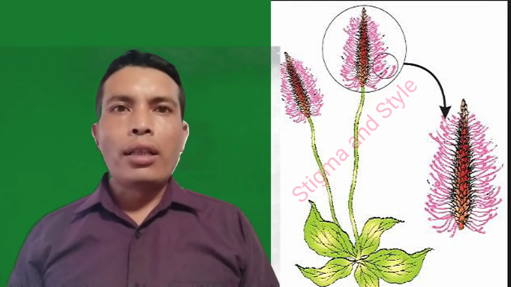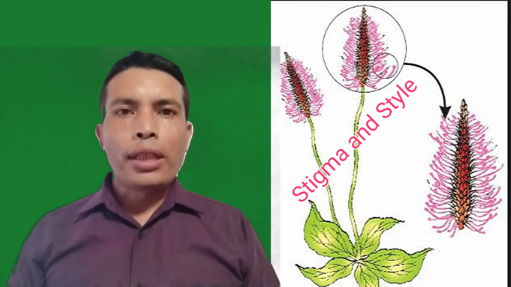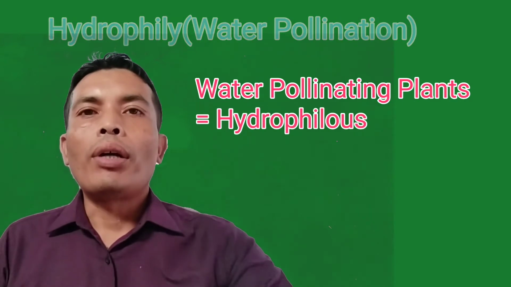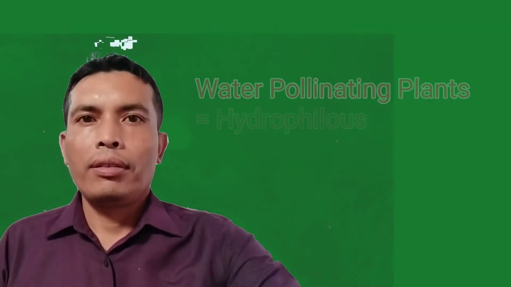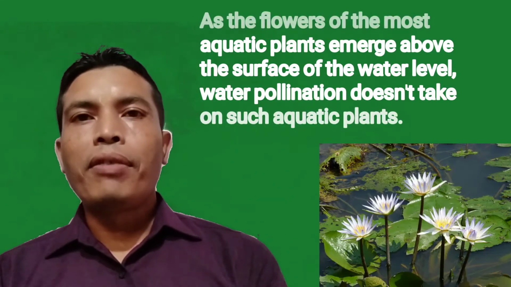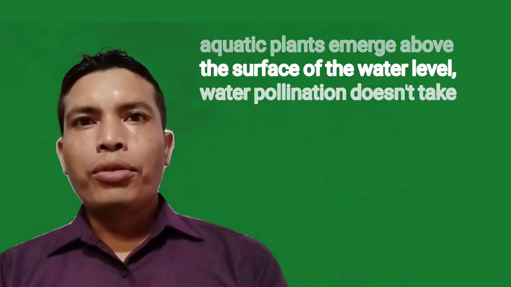The tassels you see here are nothing but stigma and style, which wave in the wind to trap the pollen grains. Now, water pollination. Water pollination is known as hydrophily. Flowers pollinated by water are called hydrophilous. In a majority of aquatic plants such as water hyacinth and water lily, the flowers emerge above the level of water. So water pollination does not take place in such aquatic plants. In this way, most of the aquatic plants do not have water pollination. Instead, they have insect pollination and wind pollination.